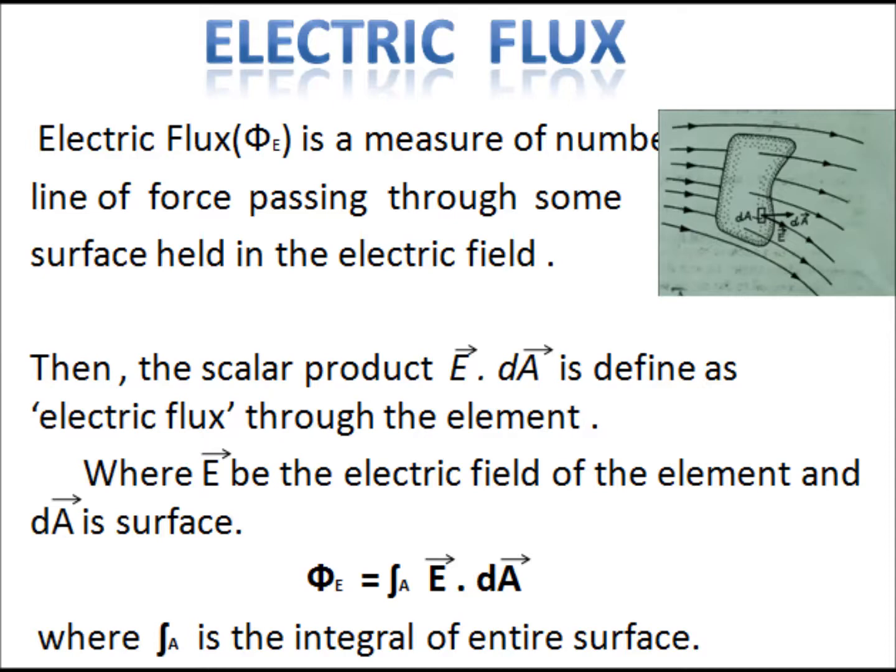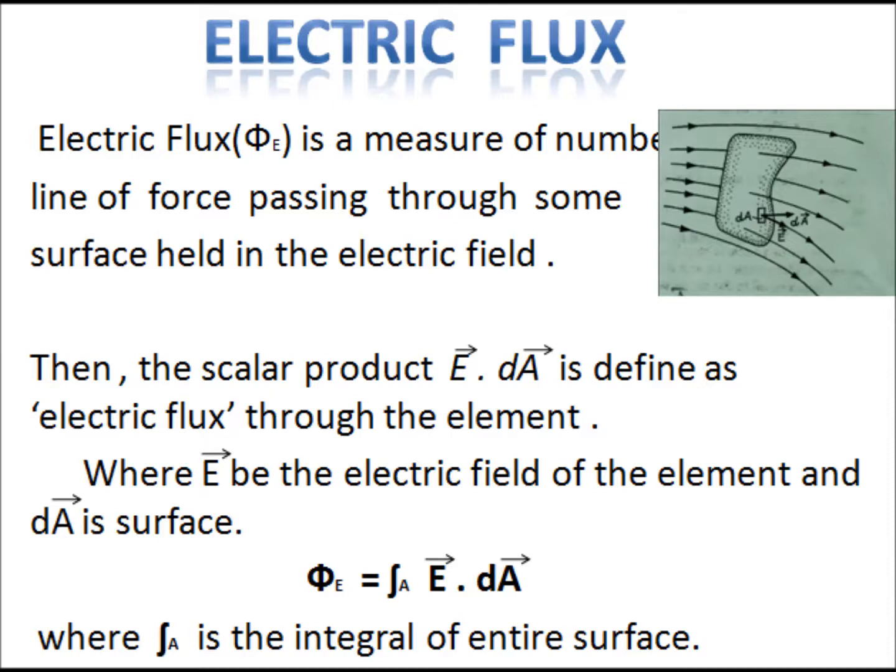Electric flux is denoted by phi E. The scalar product E into dA is defined as the electric flux through the element, where E is the electric field intensity and d vector A is the area vector of a small element on the plane that is held in the path of the electric field.